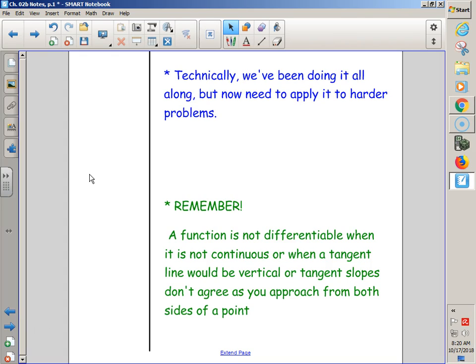Let's go ahead and go back to our notes. We're going to do some more examples today.